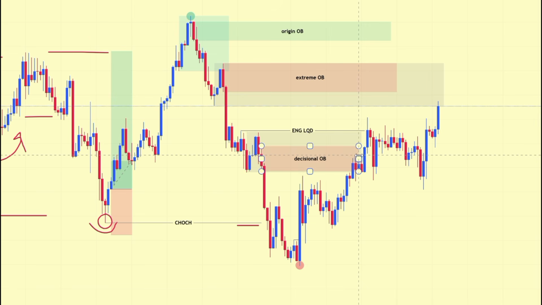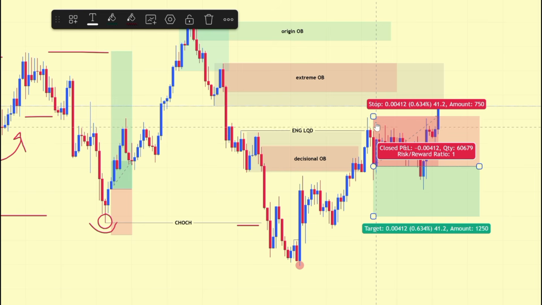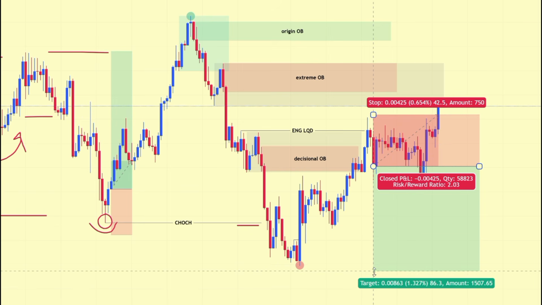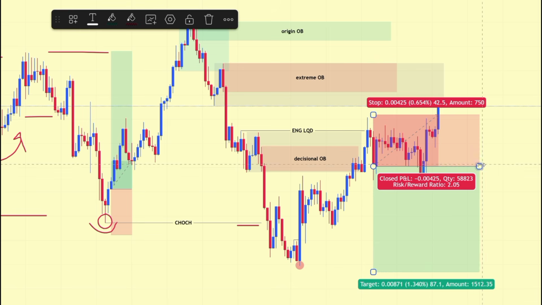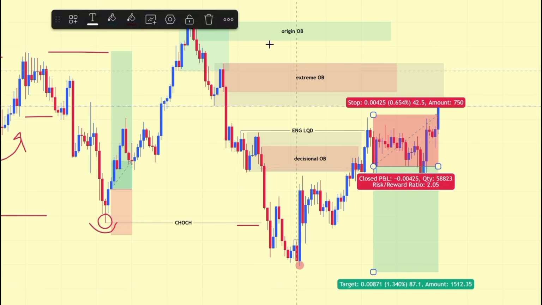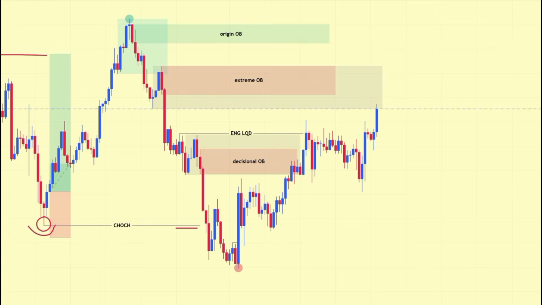As well, the decisional POI also failed. Just a small reaction there, but price eventually headed higher. Price came for the engineering liquidity, gave this nice reaction. This would have been a great entry. Of course, their stop loss above that high, and of course, targeting that external low, probably extend it for 1:2. And you can clearly see price headed towards the SL, and that happens. I mean, it happens.